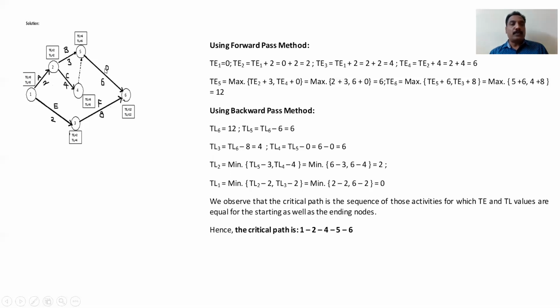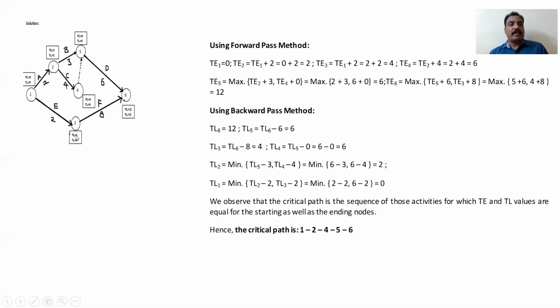So what is TE2? TE2 means you have to go from event 1 to event 2. That means TE1 is 0 plus 2, 2 days time. So 0 plus 2 is 2. That is, TE2 is TE1 plus 2, which is 0 plus 2, that is 2. Next TE3, like this. Already the link is here. TE1 plus the duration of this particular activity, which is 2. So TE1 plus 2, 2 plus 2 is 4. This is TE3, TE3 is 4.